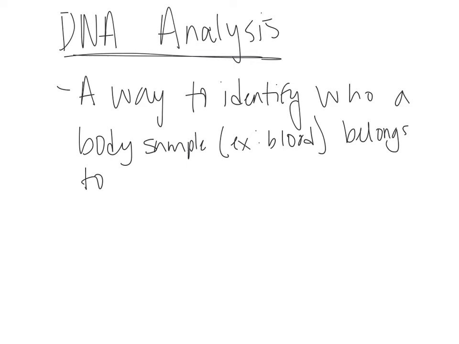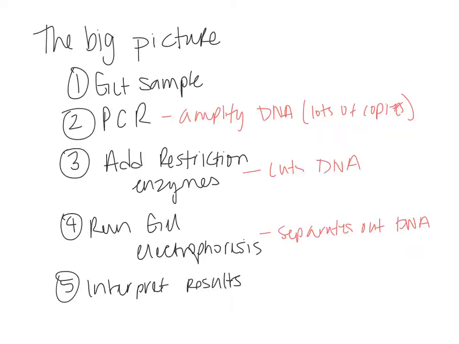Okay, the last thing we get into is DNA analysis. So we know DNA structure, we know each person has a specific sequence of nucleotides, and that's what makes them them. It's what makes them unique. So DNA analysis is a way to identify who a body sample, for example, blood, belongs to. We're going to do that by looking at the DNA and seeing how the DNA differs from somebody else's DNA.